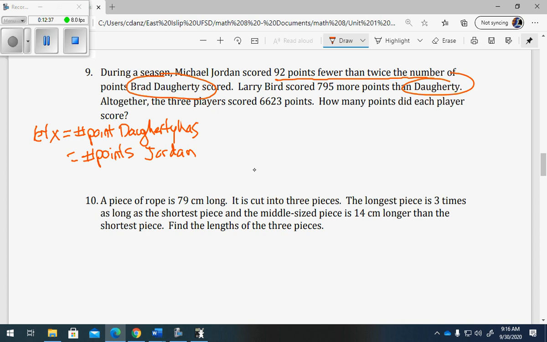92 fewer means to take away 92 from something. I'm taking it away from twice what Daugherty has. So 2x, because x was what Daugherty has. And then finally, Larry Bird has 795 more. That means added on. So whatever Daugherty had, we add on 795. And that's what Larry Bird has.